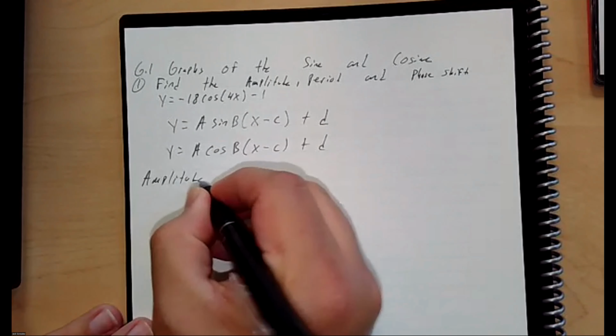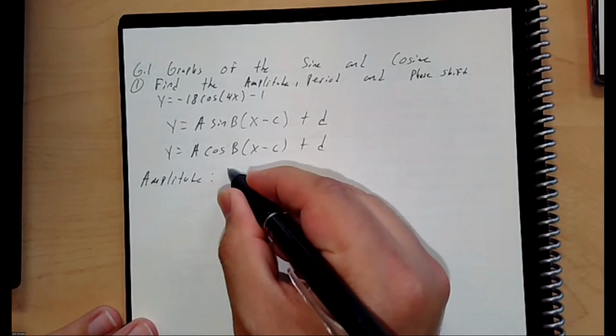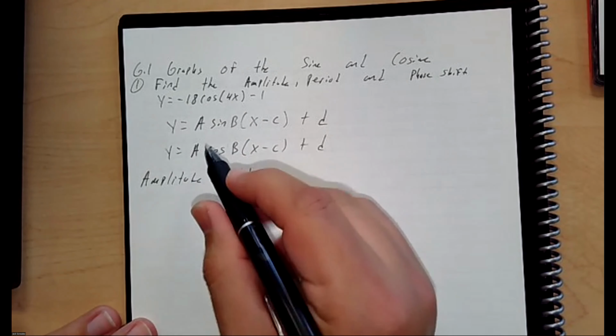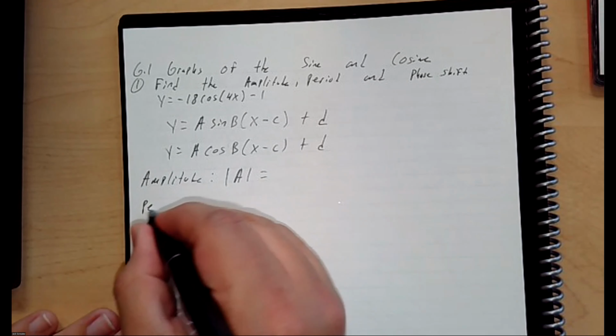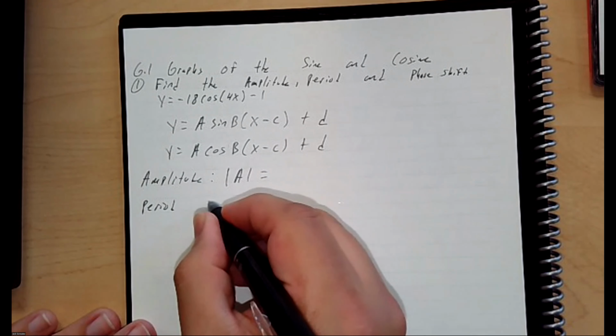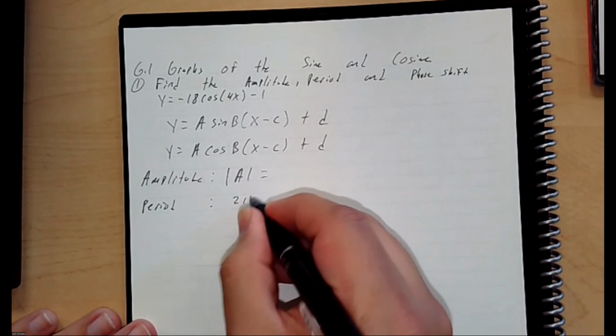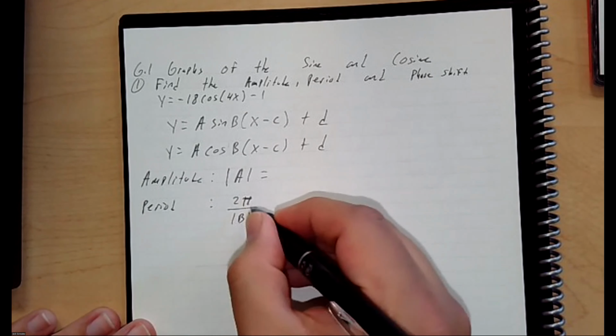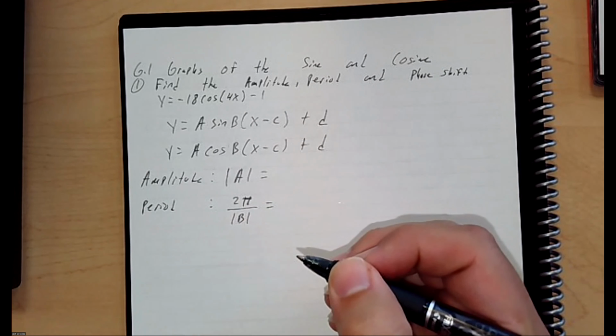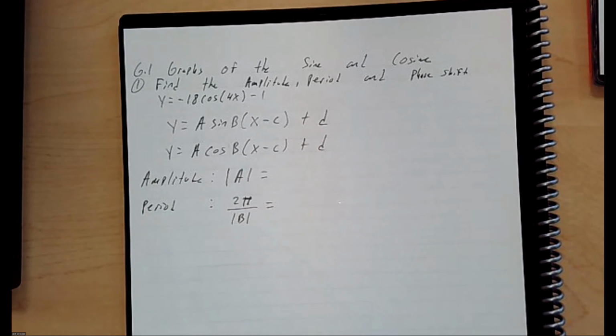amplitude is going to be the absolute value of this particular A right here for sine and cosine. Period will always be, for sine and cosine, 2 pi divided by the absolute value of this B. So if you don't have this information, make your own, put this on your formula page, okay?